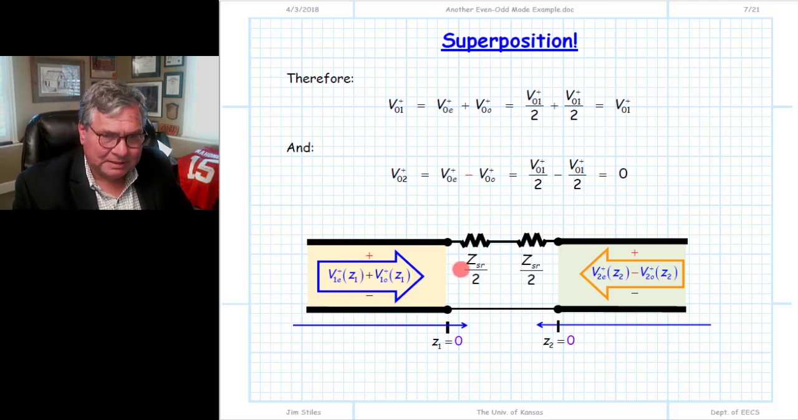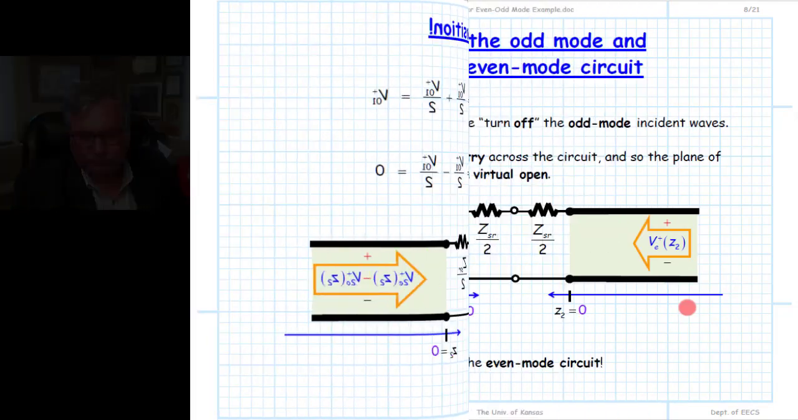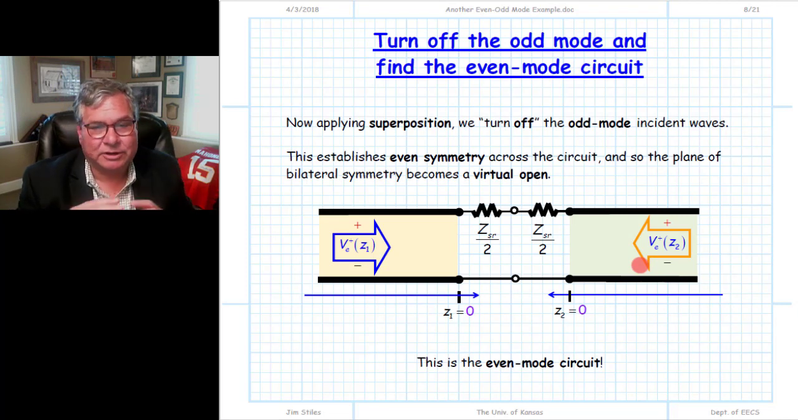But this is how we're going to physically look at it: we have an incident wave, which is the sum of the two even and odd wave amplitudes, and another incident wave on the other side, which is the difference between those two. So to analyze this circuit, we're going to apply superposition, since the circuit is linear.